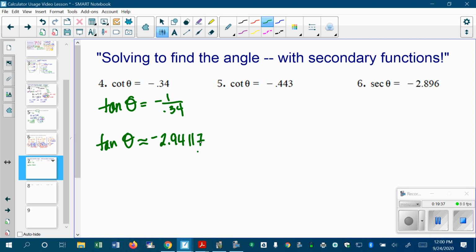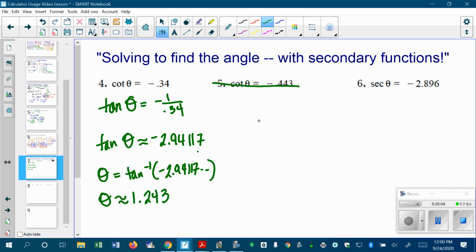I'm going to keep that whole number on my calculator screen so that when I inverse tangent, I'm just going to say inverse tangent of the previous answer. So I keep all that decimal place of accuracy. So inverse tangent of that answer gives me that my angle in radians is about 1.243 radians. So I'm going to make the decision right now that we're not doing number 5. So I need this space, and the video's getting a little long, yeah?